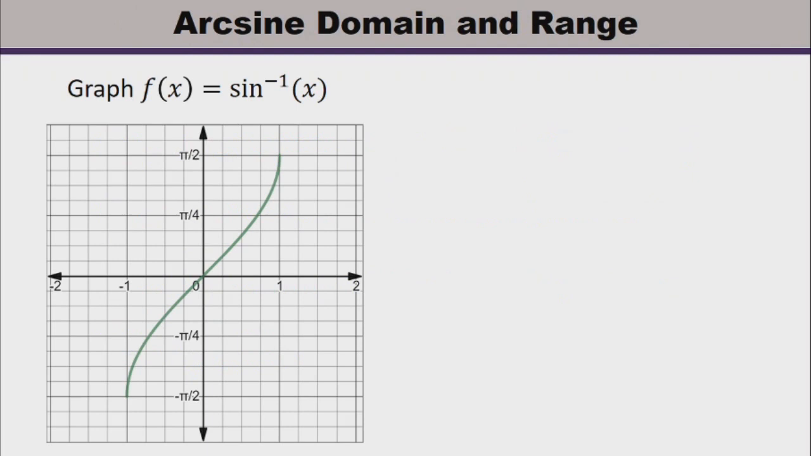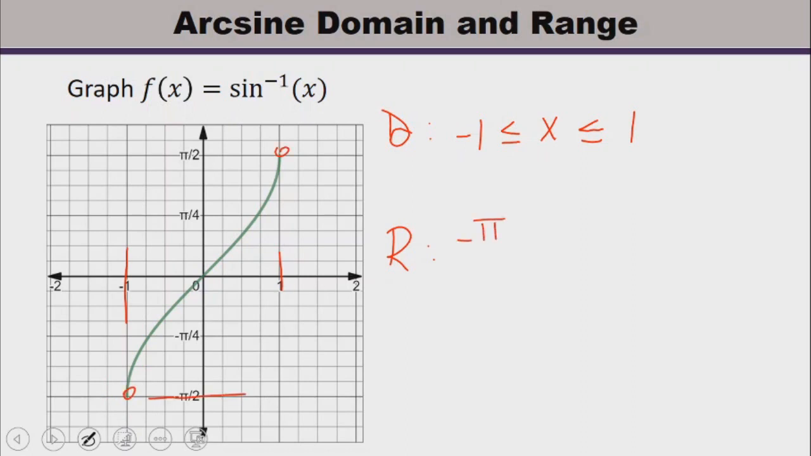In order to determine the domain and range of any inverse trigonometric function, we first have to remember the domain and range of the parent function. So for the arcsine parent function, the domain for x goes from -1 to 1. And the range goes from -π/2 to π/2. So they are both included.